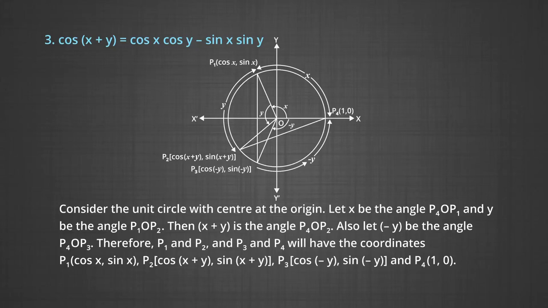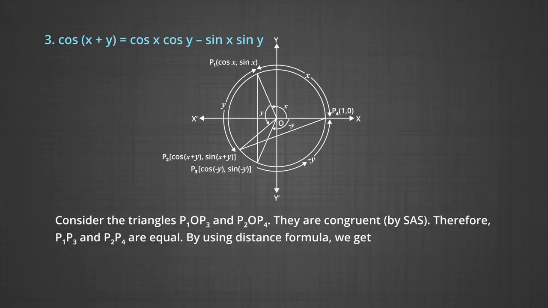P4OP3. Therefore, P1, P2, P3 and P4 will have the coordinates: P1 is cos x, sin x; P2 will have the coordinates cos of x plus y, sin of x plus y; P3 will have coordinates cos of minus y, sin of minus y; and P4 will have the coordinates 1, 0. Consider the triangles P1OP3 and P2OP4. They are congruent by SAS property. Therefore, P1P3 and P2P4 are equal.